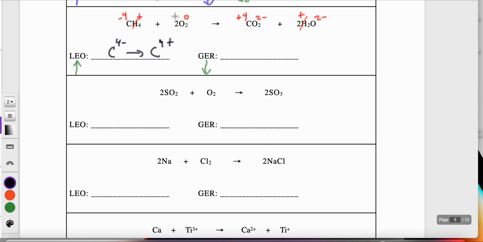Oxygen starts off with a 0 and in both cases ends with a -2. So the oxygen's oxidation states went down the ladder to a more negative value. So I go from oxygen with an oxidation state of 0, gains enough electrons to end up with a -2 charge.